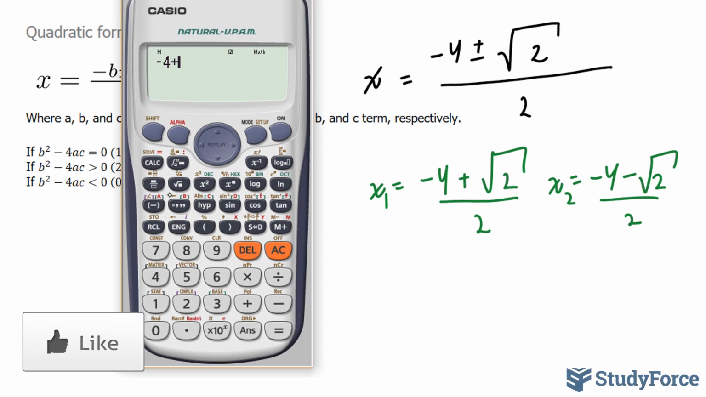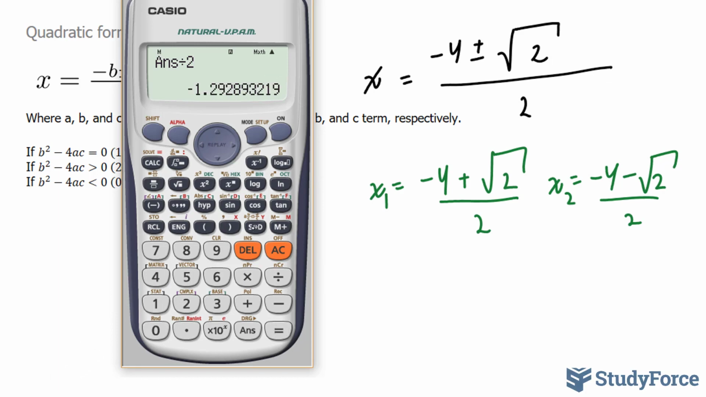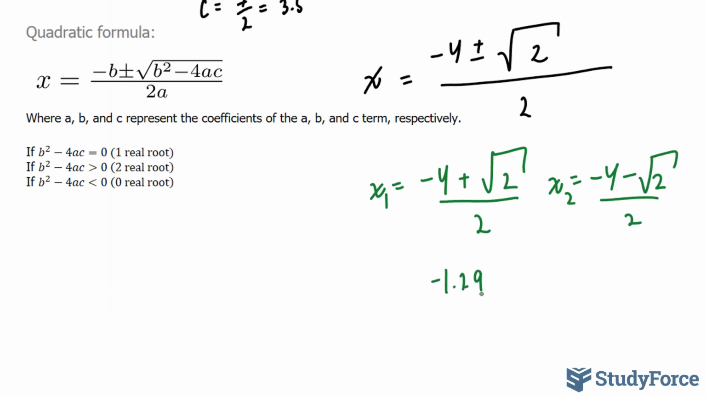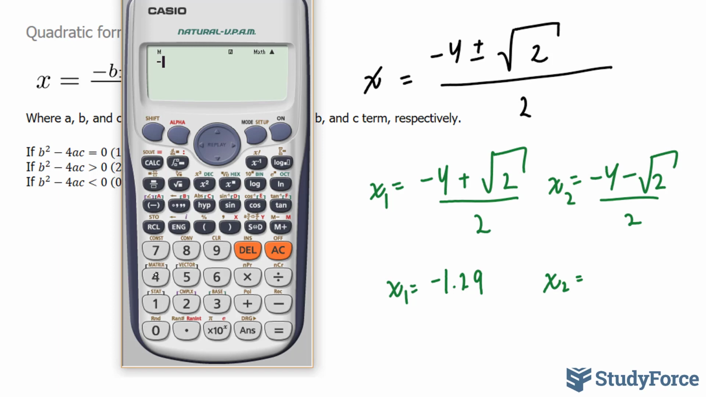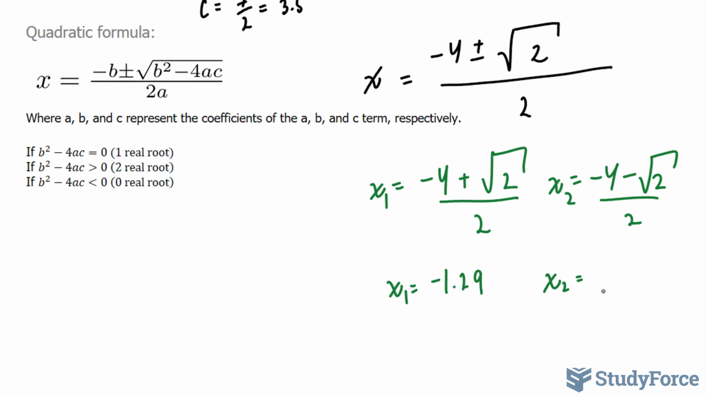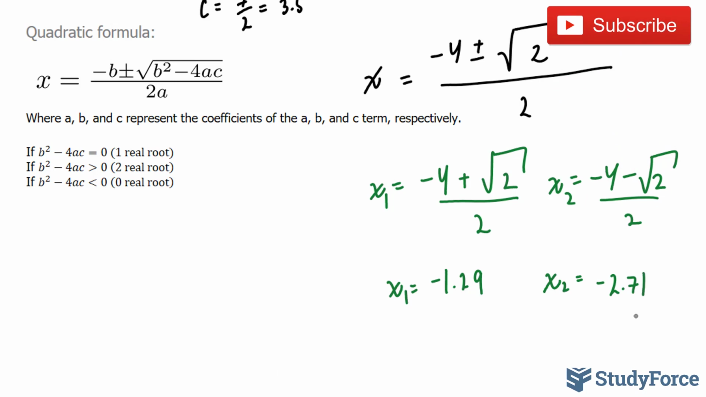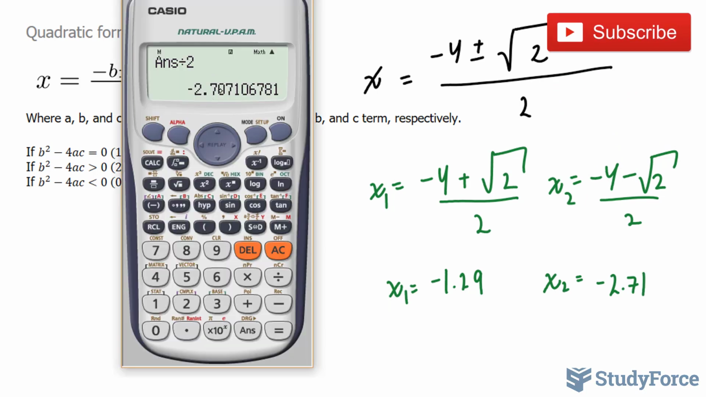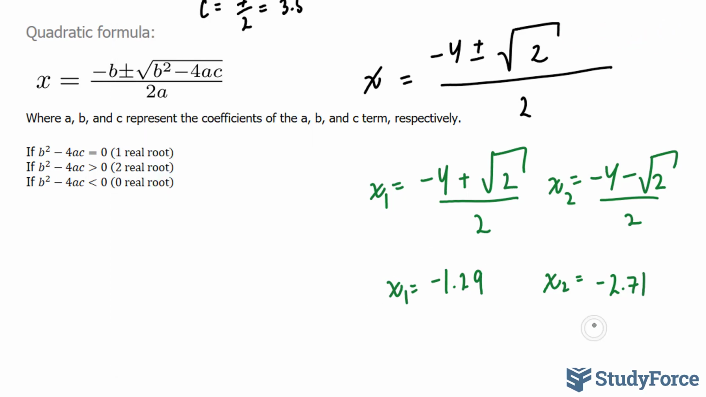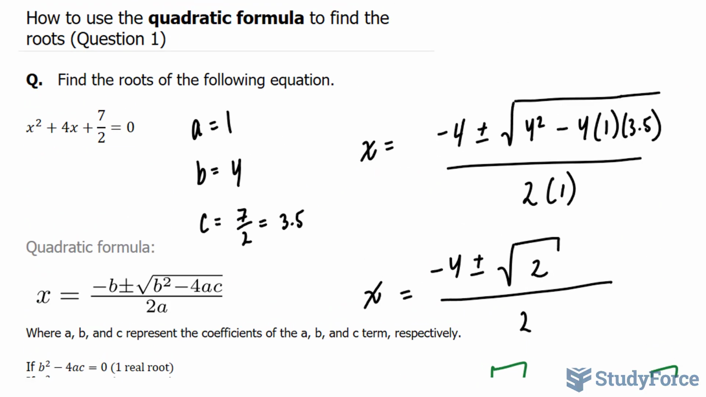Negative 4 plus the square root of 2 divided by 2 gives us negative 1.29. And that's our first root. And our second root is negative 4 minus square root of 2 divided by 2. And we end up with minus 2.70. What I did is I rounded that last number upwards. These represent the 2 roots for this quadratic equation, and that is how to use the quadratic formula to find the roots. Make sure to watch question 2 for another example.